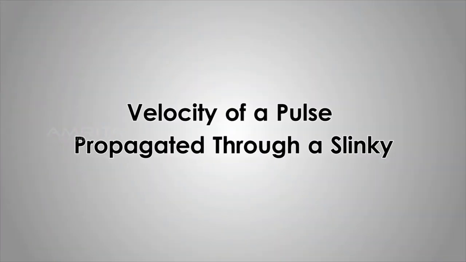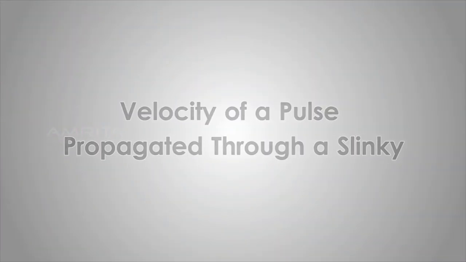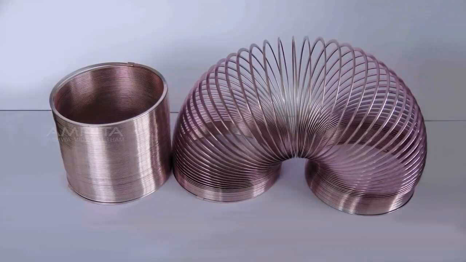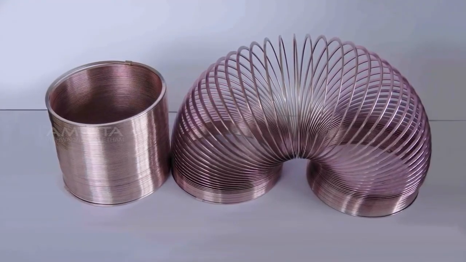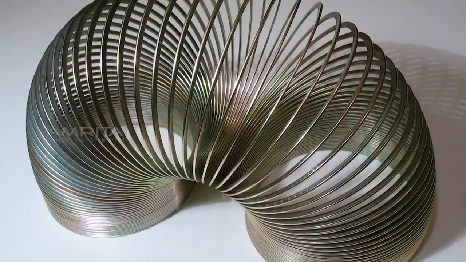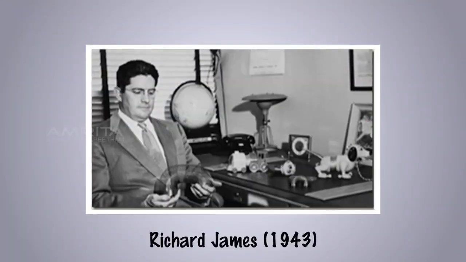Velocity of a pulse propagated through a slinky. A slinky is a pre-compressed helical spring. It was invented in 1943 by Richard James as a toy.